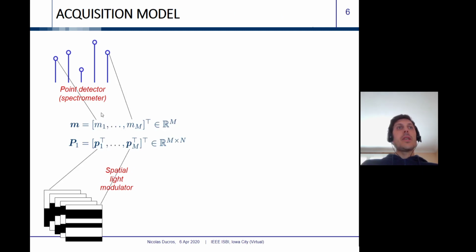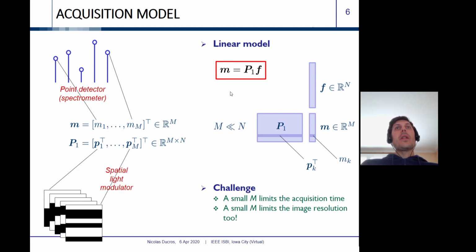Now let me introduce some notation. Let m be the measurement vector. So we assume here we have capital M measurements. Let P1 be the pattern matrix, which contains all the patterns that we use for acquisition. Here each pattern has n pixels. We have a linear forward model, so m equals P1 f. And as measurements are performed sequentially, we want to only have a small number of measurements, capital M, to limit the acquisition time. This is why we are in this configuration where we have here a flat P1 matrix, and the challenge is to reconstruct the image with a good spatial resolution with only a few measurements.